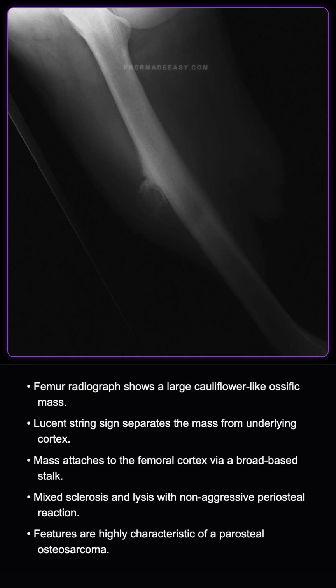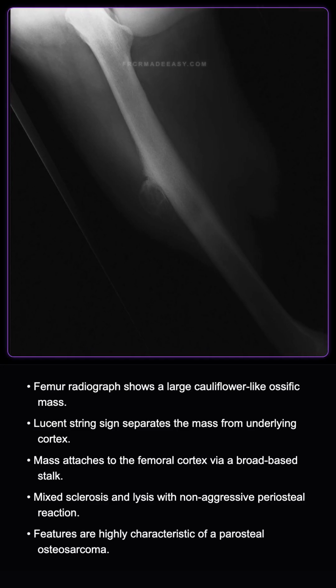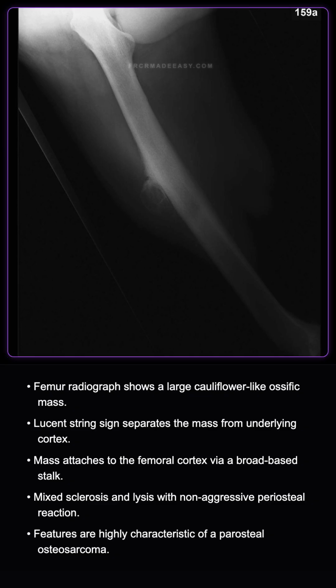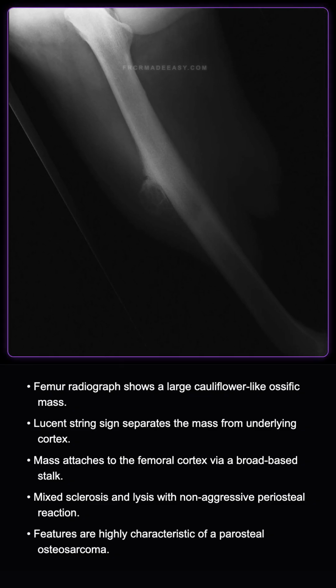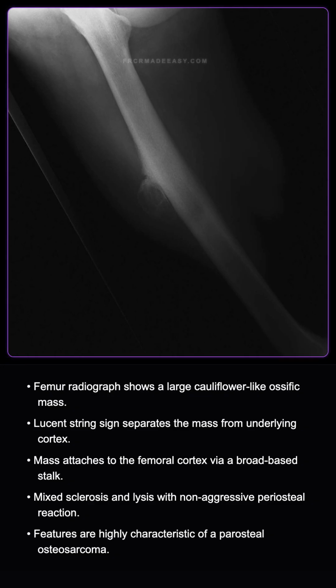The radiograph of the femur demonstrates a large, lobulated, cauliflower-like ossific mass arising from the femoral shaft. There is a fine radiolucent line separating the main body of the ossific mass from the underlying bony cortex, representing the string sign. The mass is attached to the cortex via a broad-based bony stalk, and there is mixed sclerosis and lysis. A small amount of non-aggressive periosteal reaction is also present, but the medullary canal appears spared on this projection. These features are highly characteristic of a parosteal osteosarcoma.